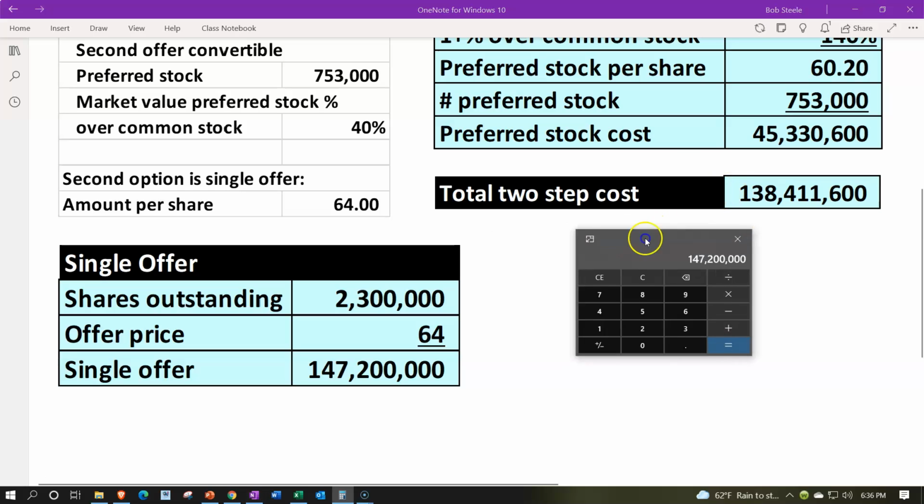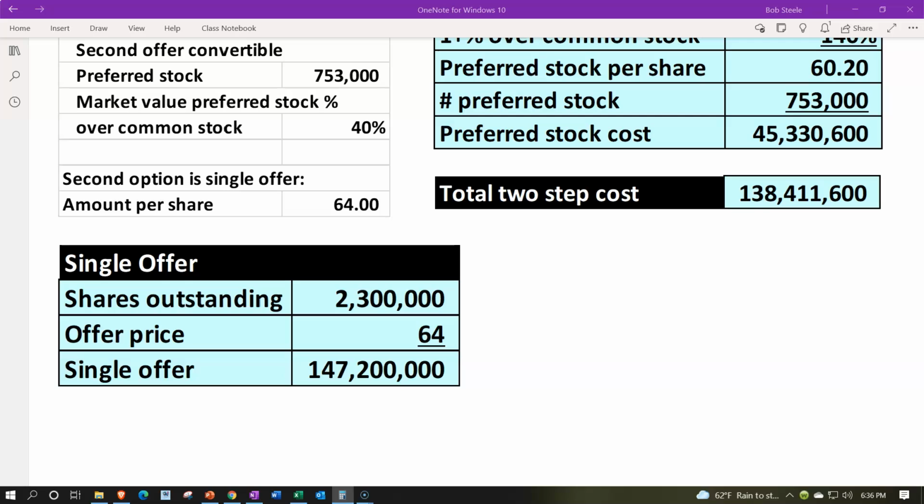So you would think from the standpoint of the acquiring company, it might be better to use the two-step process in this instance.